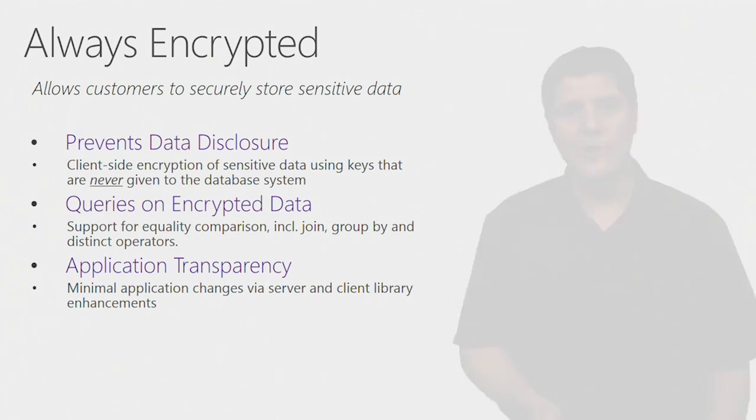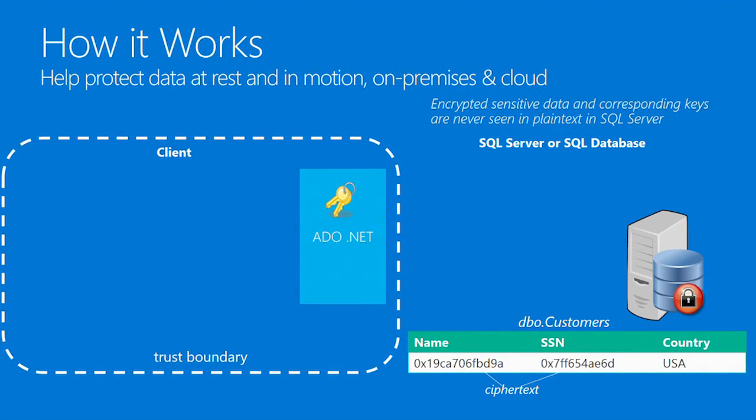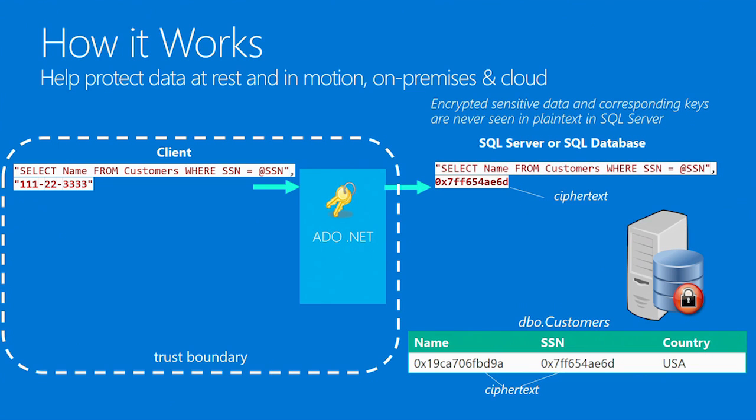So how does this really work? We have built the capabilities into the SQL client drivers like ADO.NET. And what happens is this encryption is pretty transparent to the application, so your application really doesn't need to do anything. Let's say in your application you want to look for the records for the person whose social security number is 111223333. In this case, the data, as it passes through the SQL client driver, is encrypted.